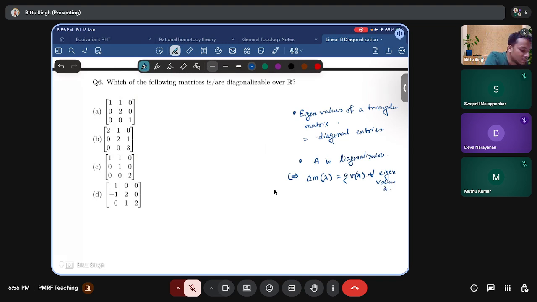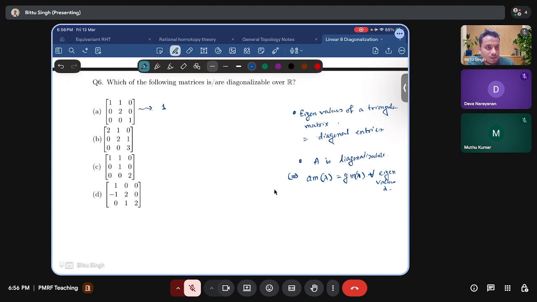Okay, in that case it is actually diagonalizable over the complex field, but to be diagonalizable over R, in addition, we need to see that all those eigenvalues should be real numbers, and the corresponding eigenvectors are also elements in R^n. So in this case, first for option A, the eigenvalues, the diagonal entries, are 1, 1 and 2.